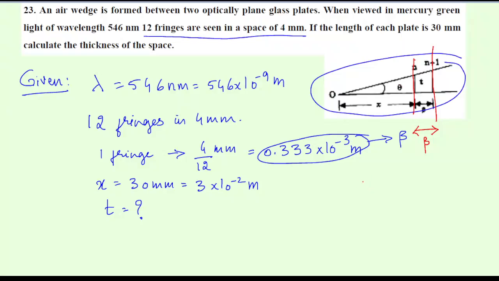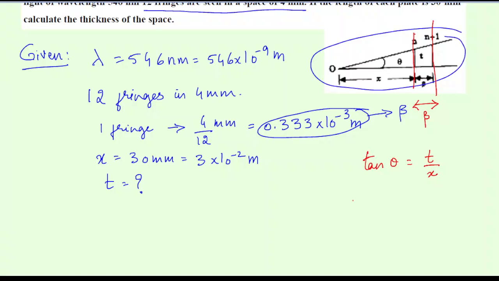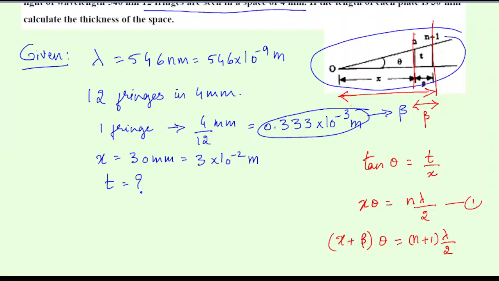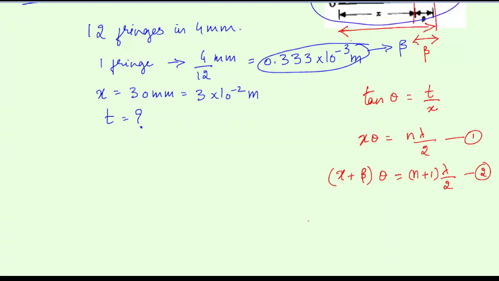From simple trigonometry, what we can write is tan theta is equal to rise over run, or t divided by x. Also, the condition for a good interference pattern is x theta equals n lambda divided by 2 for the nth fringe. For the n plus 1th fringe, it has to span a distance of x plus beta, right? So x plus beta subtends an angle of theta again, and the fringe is the n plus 1th fringe, and the condition is n plus 1 into lambda divided by 2. Now, take this as equation 1, take this as equation 2, subtract them.